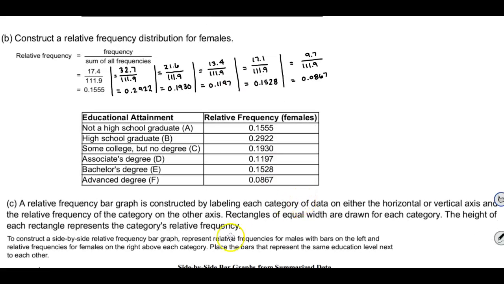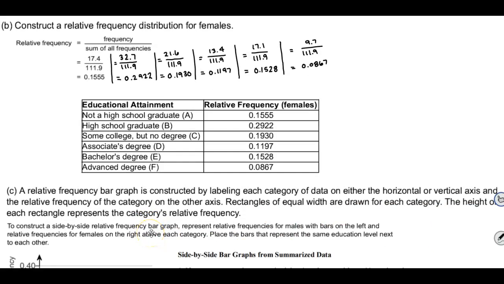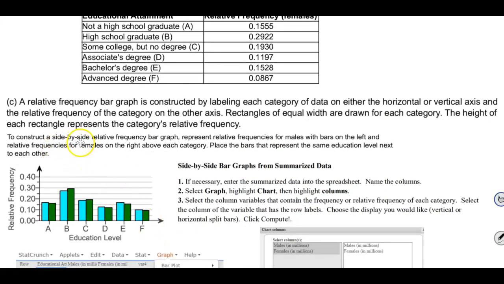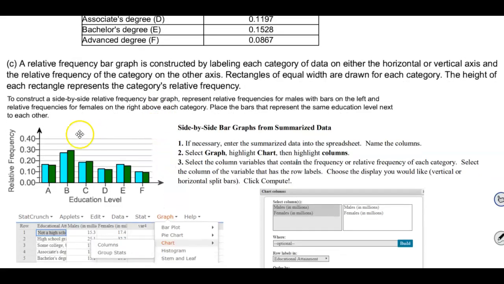The next question says that a relative frequency bar graph is constructed by labeling each category of data on either the horizontal or vertical axis and the relative frequency of the category on the other axis. Rectangles of equal width are drawn for each category, and the height of each rectangle represents the category's relative frequency. To construct a side-by-side relative frequency bar graph, you represent relative frequencies for males with bars on the left and females on the right above each category, placing the bars that represent the same education level next to each other. So this is the answer for that.